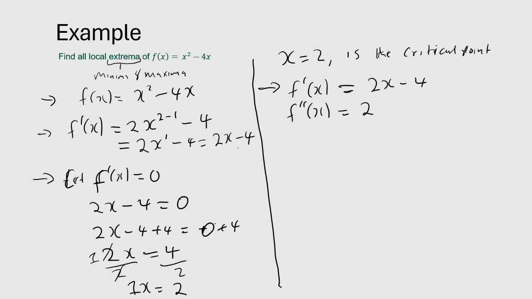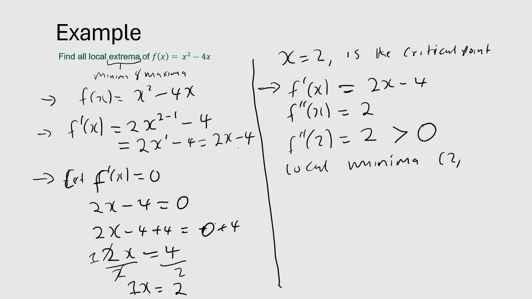And the next is to substitute x equal to 2 here. So f prime prime of 2. But since this is just 2, it doesn't have an x here, so it will still be 2. So we can see that f prime prime of 2 is greater than 0. So that's why this function has a local minima. It only has a local minima since it's greater than 0. And this local minima is at x equal to 2.